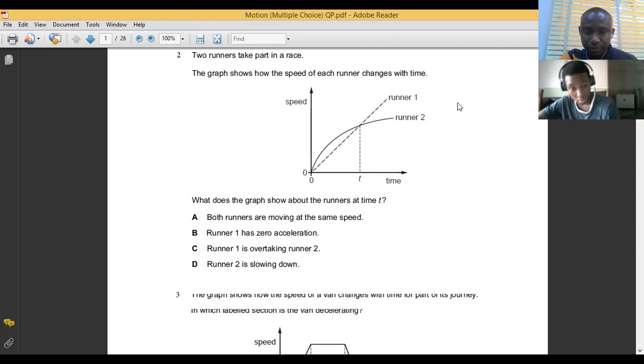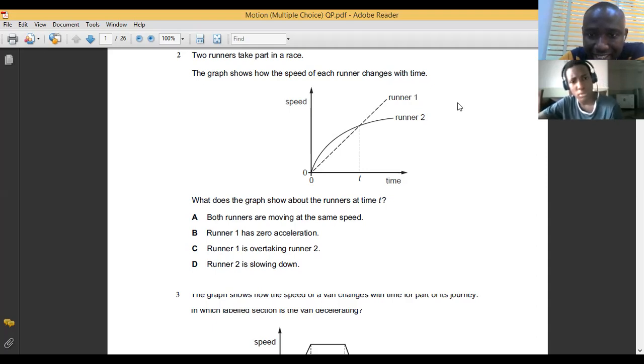Runner one. Okay. Runner one has zero acceleration. Sorry, what did you say? Runner two is slowing down at that point. Really? No, no, no. Look at the graph. Wait, I chose runner one is overtaking runner two.